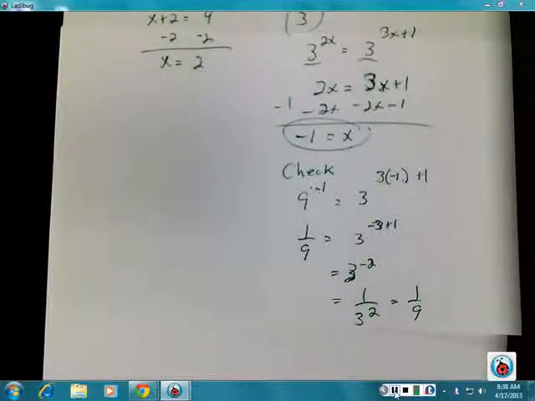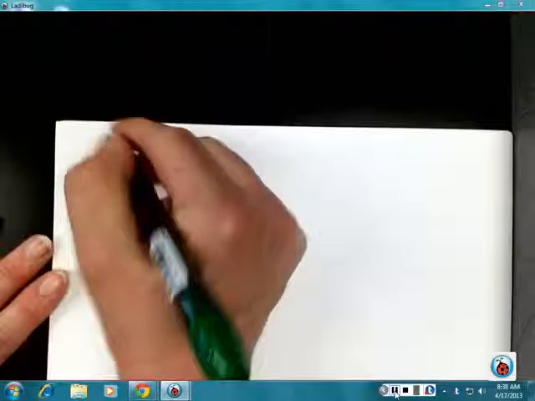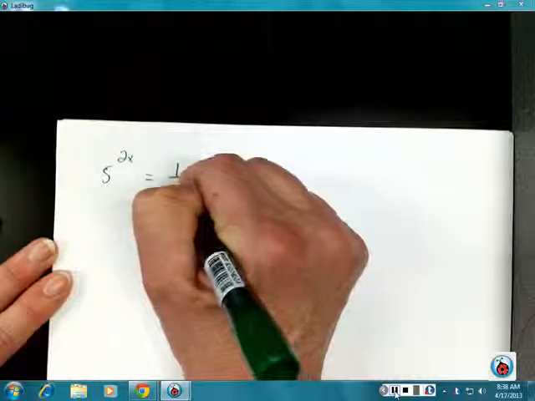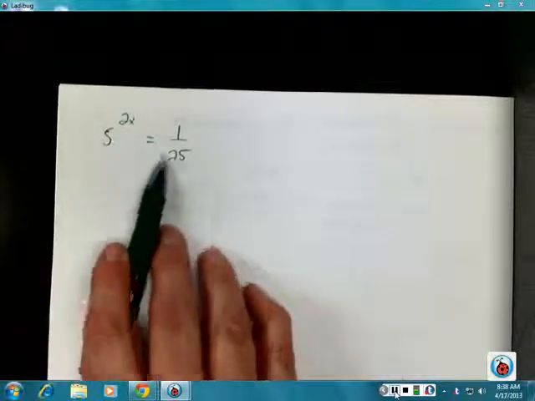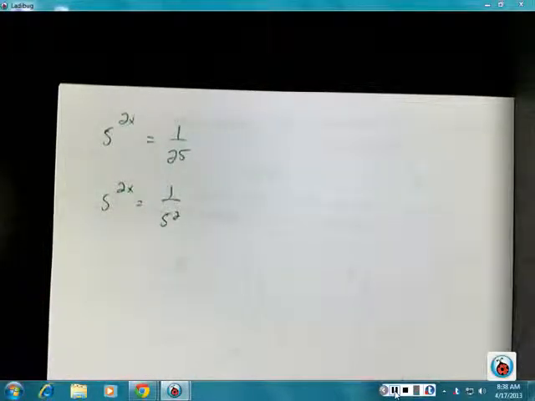What I'm looking for when I see this one is that I have common bases, and that the bases are going to be identical to each other if I can force them to be identical. And sometimes you need to maneuver a few things in there. Another one that's like that is if you have 5 to the 2x power is equal to 1 over 25. If that were the problem I was given, I can break 25 apart. So 25 is 5 squared, 1 over 5 squared. We good so far? 25 is 5 times 5?